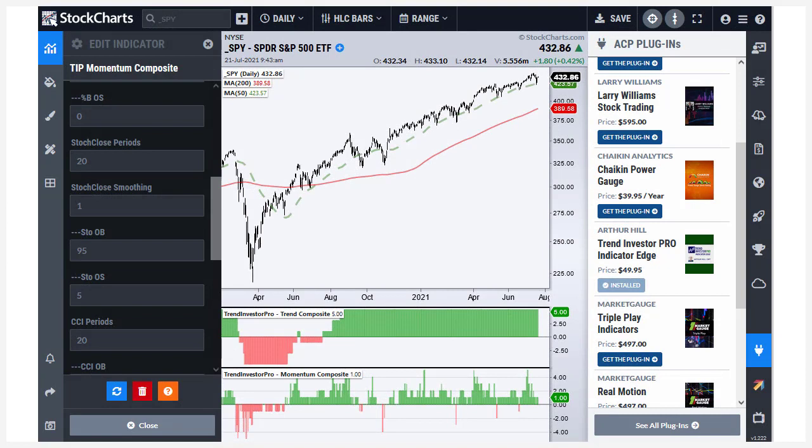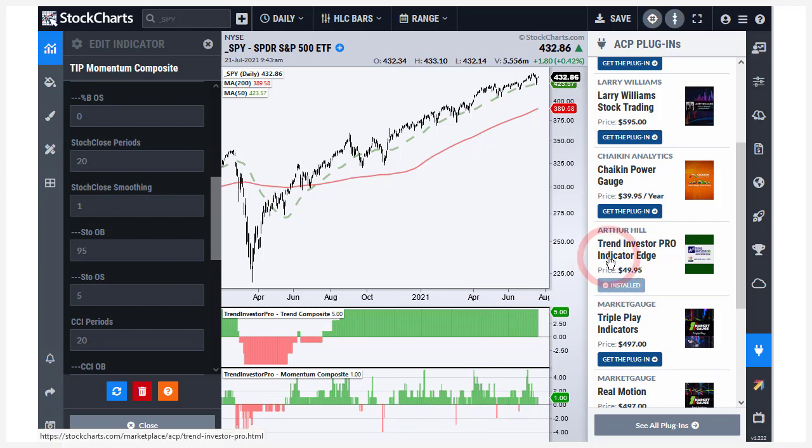So I am here on StockCharts ACP and I've got SPY here. In the first window, I've got the Trend Composite, and in the second window, I've got the Momentum Composite. The Trend Composite is used to identify the long-term trend, and I think the sweet spot for the trend is in that 4 to 6 month range. That's why these indicators are set the way they are. We'll go over those in a minute. The Momentum Composite is used to identify overbought and oversold conditions within that trend.